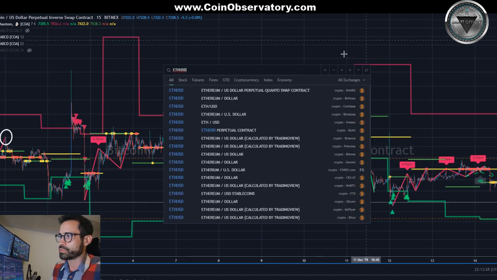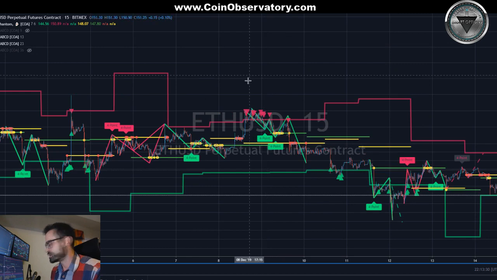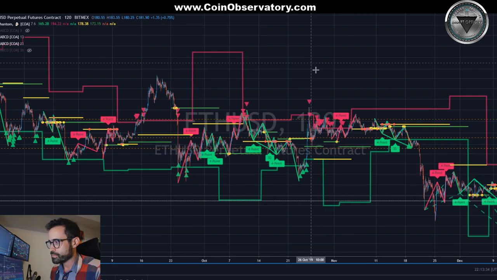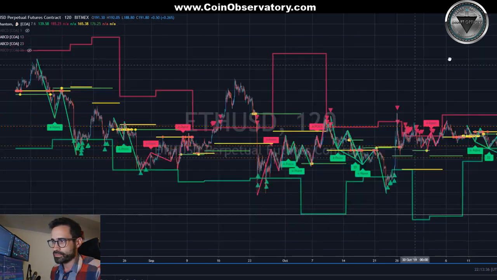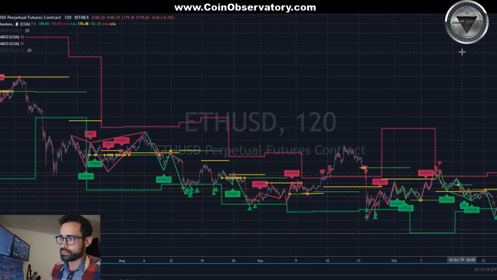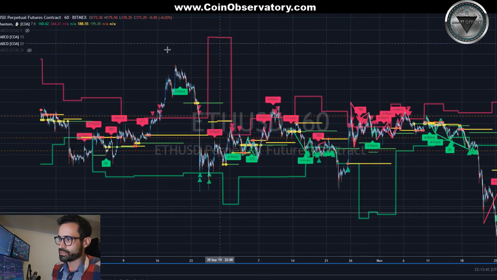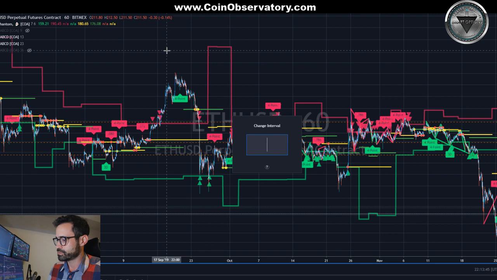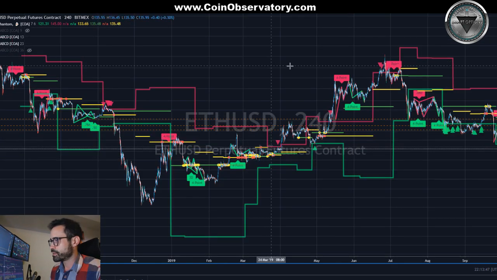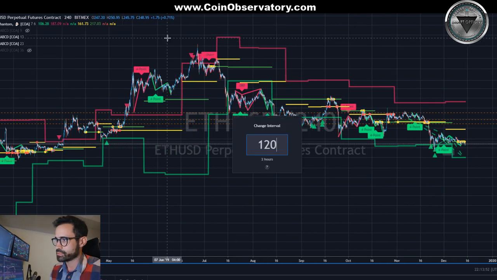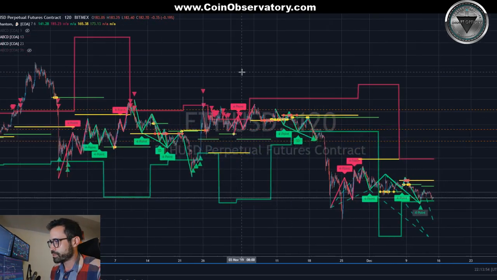Now, a chart that really likes to play along is actually Ether, and I think so 120. Oof, it's a little messy. Let's go back to, let's do a 240. And once again, these work on a lot of time frames, right? Several time frames.